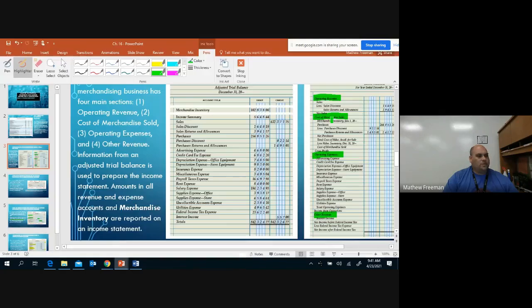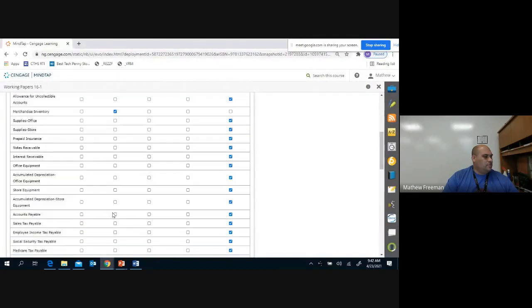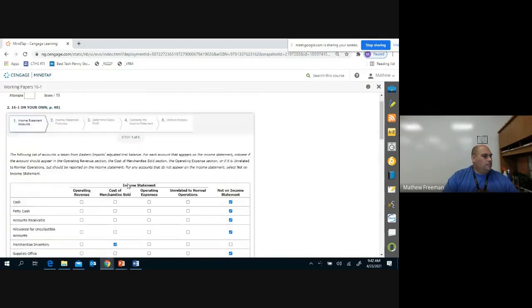Okay, so now we know cost of merchandise. We already did our merchandise inventory. So we have your purchases, purchase discounts, and purchase return allowances. Those are all going to be part of cost of merchandise sold. So you come over here, you have purchases, and this is our cost of merchandise sold, the second column: purchases, purchase discounts, purchase returns. These are all costs of merchandise sold.